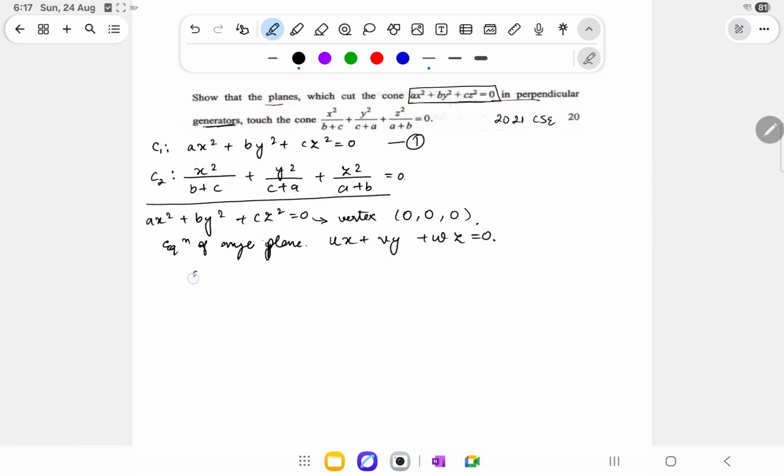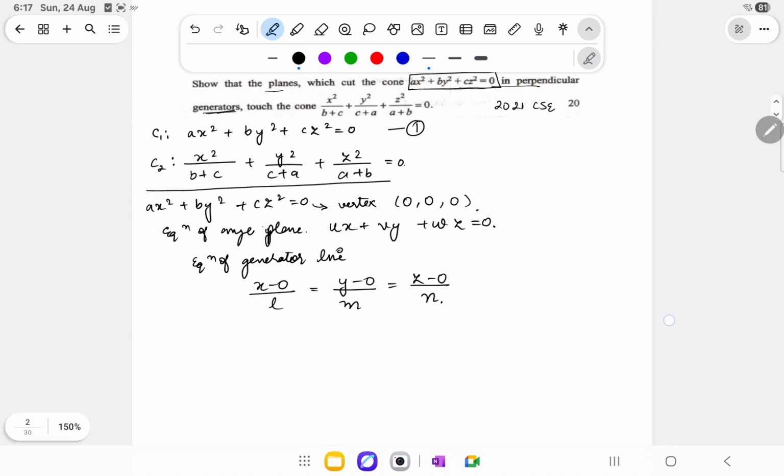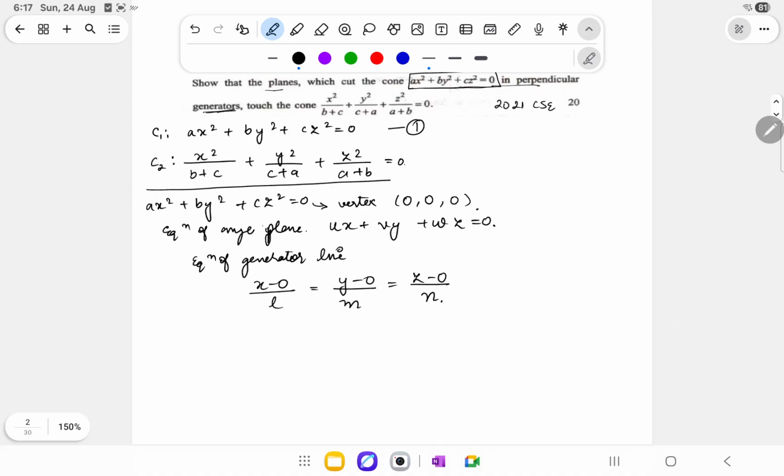So we'll get our equation of generator line as (x minus 0)/l equals (y minus 0)/m equals (z minus 0)/n, because (0, 0, 0) is my vertex of the cone. So this is basically the generator line which generates equation 1. If you observe that, this leads us to the previous question only.